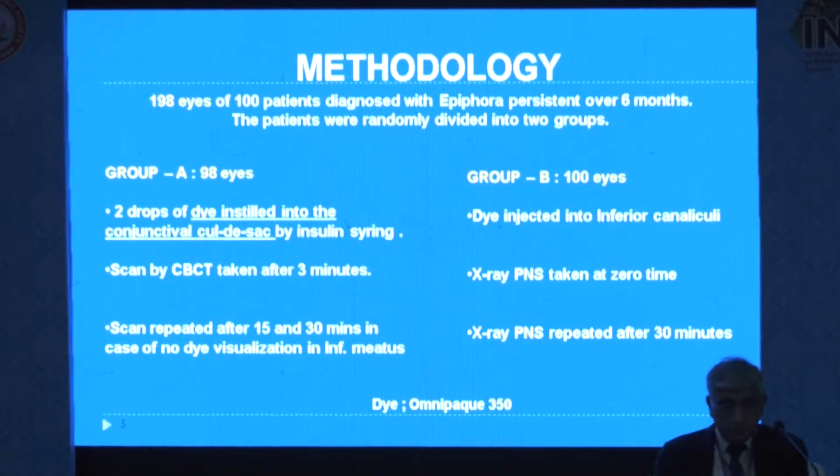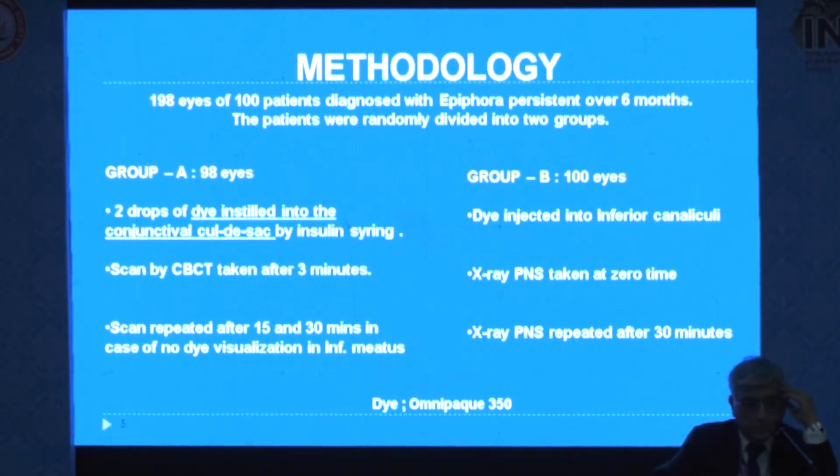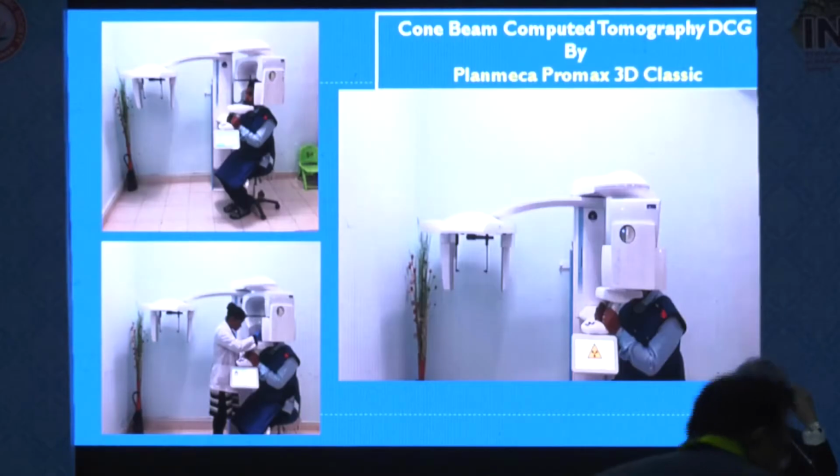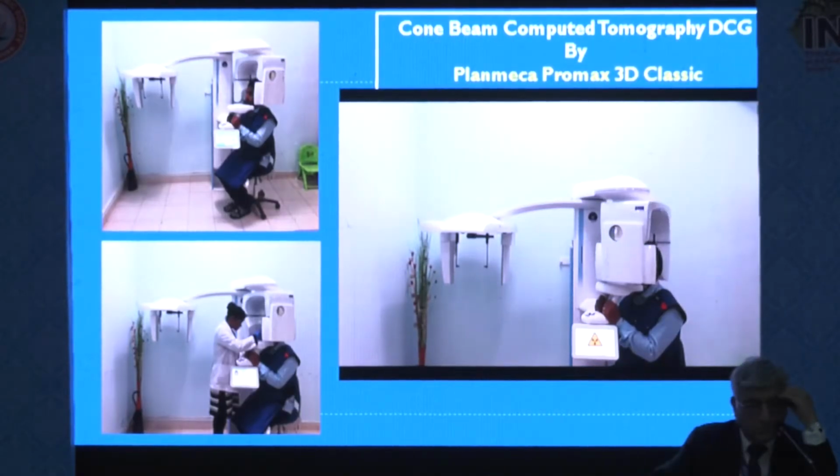198 eyes were randomly divided into two groups after taking informed consent. In one group, dye was injected into the inferior canaliculus. In the other group, dye was instilled into the conjunctival cul-de-sac, and the scan was taken after 3 minutes and, if needed, after 15 and 30 minutes. This is the CBCT machine.